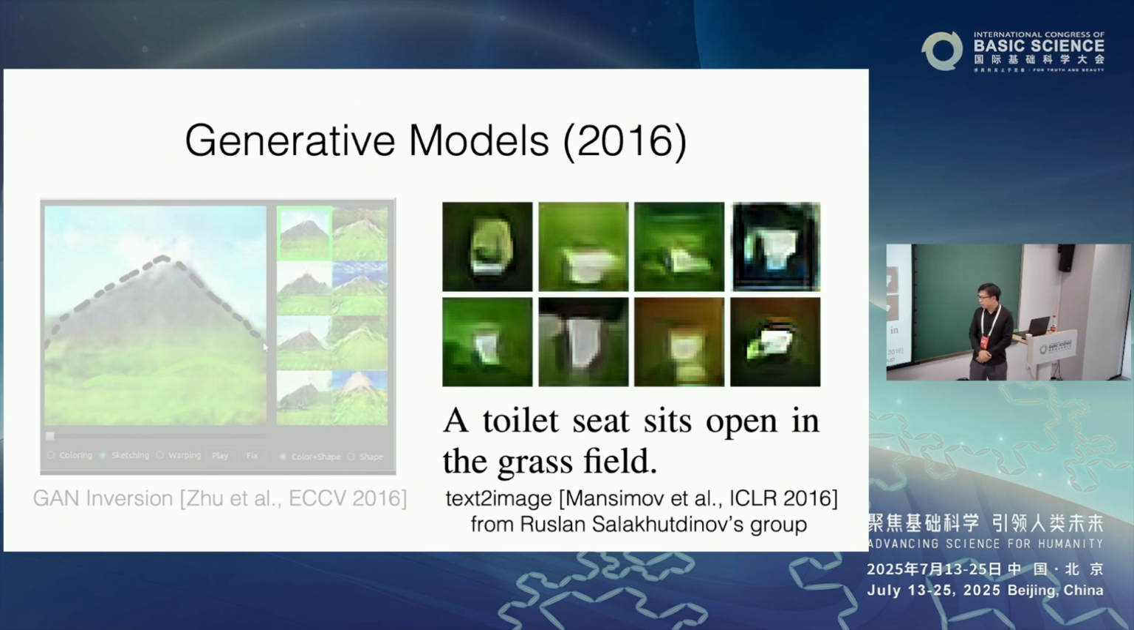So at the same time, we saw a paper from Ross's group from University of Toronto, but he's a faculty at CMU now as well. So he and his students were building one of the first deep learning systems for text-to-image generation. That's around 2016.